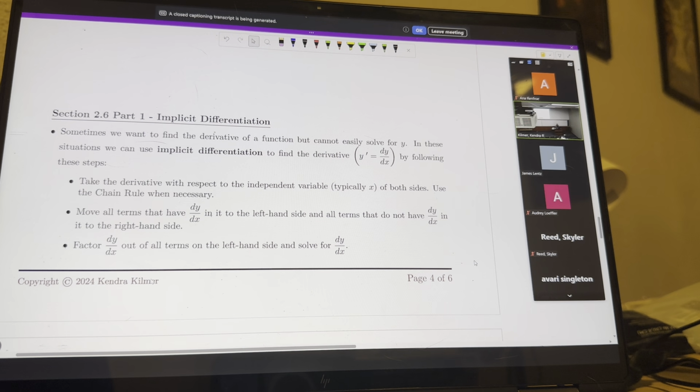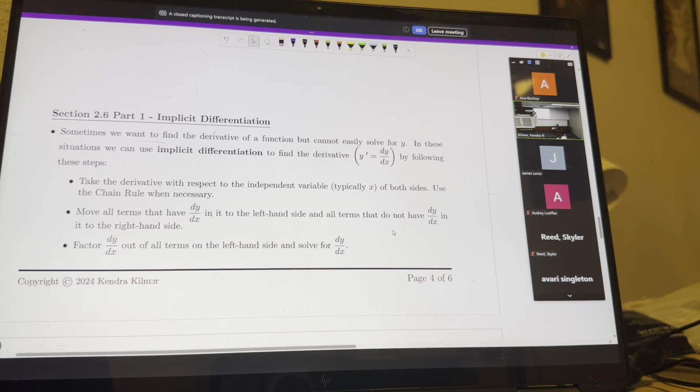Okay, so in 2.6, you saw there's 2.6 really could be split into two sections. The first half of 2.6, you looked at implicit differentiation. The second half of 2.6, you looked at those related rates word problems. We will talk about the related rates word problems next week, but I wanted to talk a little bit about the first half, implicit differentiation.